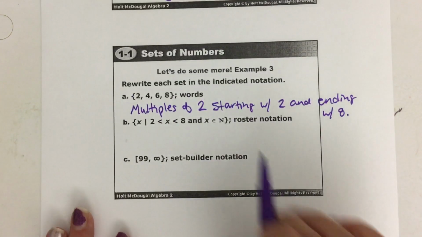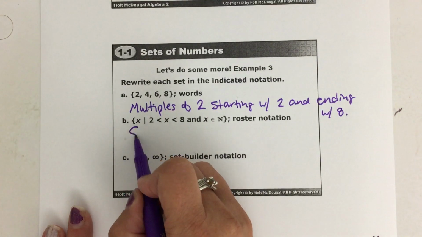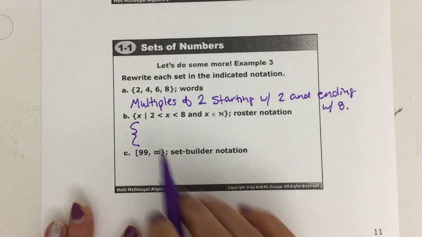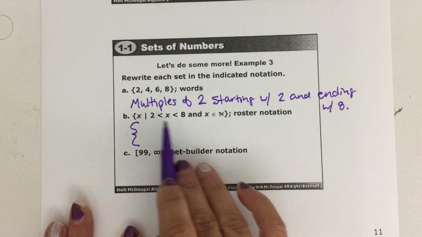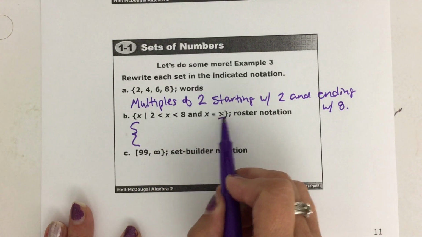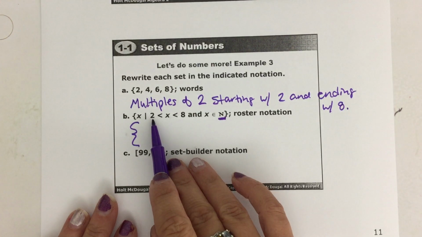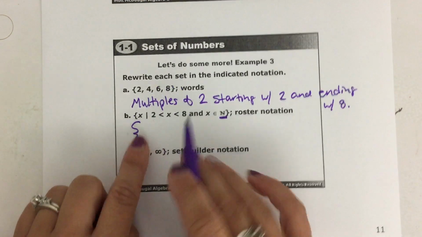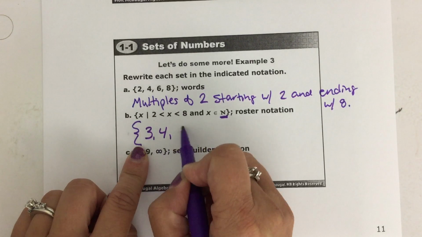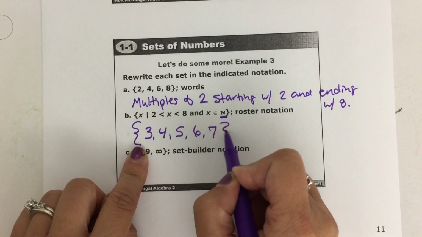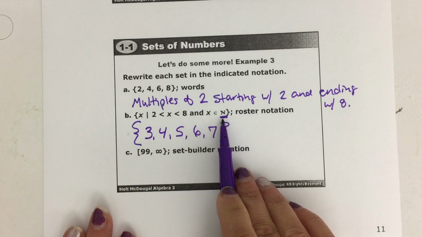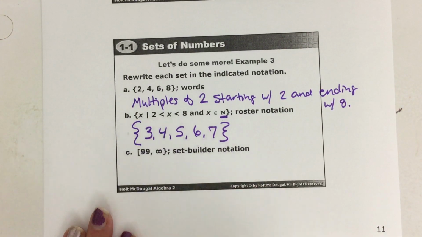Okay? Here's another one. Now this is roster notation. So roster notation, we need to write out everything. So we have set builder notation. We want all of the numbers that are natural numbers, meaning they have to be positive numbers. They're not negative, they're not 0, and natural, we don't deal with any decimals. So natural numbers that are in between 2 and 8, but they don't include 2 and 8, so I can't include that. So it'd be 3, 4, 5, 6, 7. Those are all of the numbers that are natural numbers in between, not including 2 and 8.